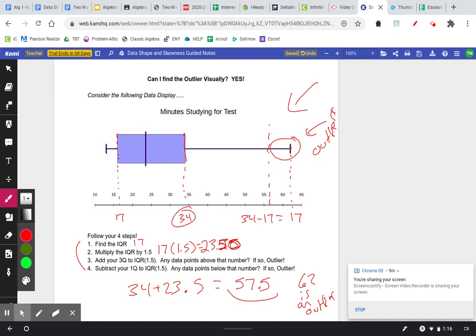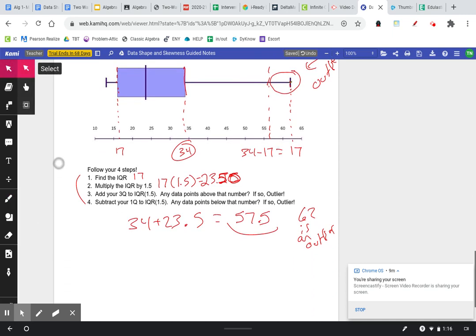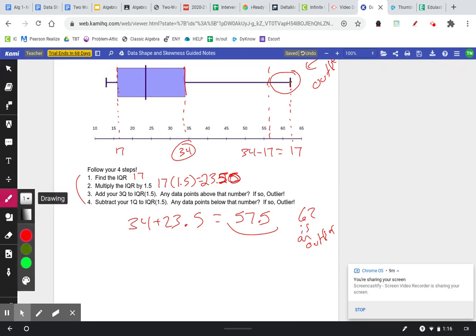Now we need to check and see, is there anything that is just too low? If I look down below, I'm going to use step number 4, subtract your IQR times 1.5 from your first quartile. So we're going to do quartile 1, which is 17, minus 23.5. When I do that, I'm going to get negative 6.5, and we're looking, is there any data lower than negative 6.5? No. Our lowest piece of data looks like it's roughly maybe 12 or 13. So there are no outliers that are too low. The only outlier that we have is 62.5.